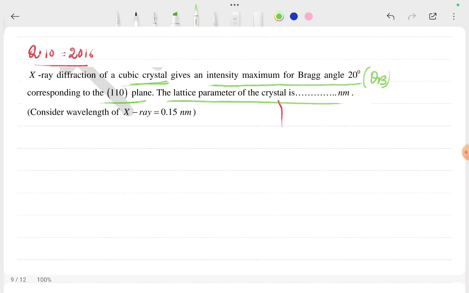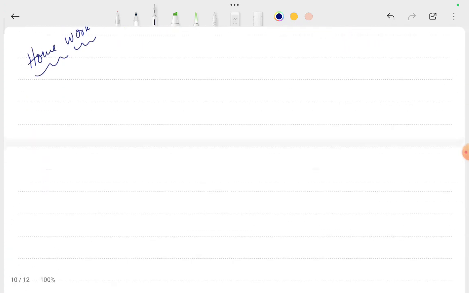The lattice parameter of the crystal is, what value have they asked for? It's very easy. This is your homework. This is also your homework. Next we go to another question.